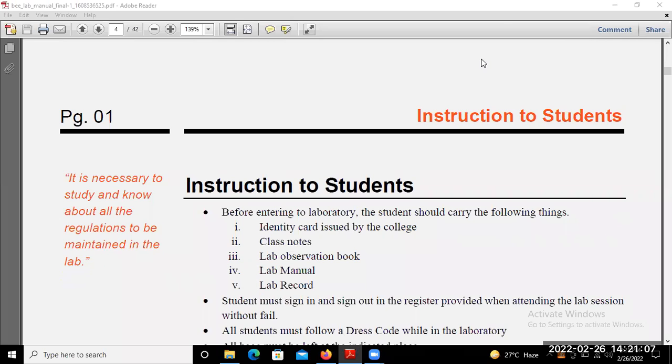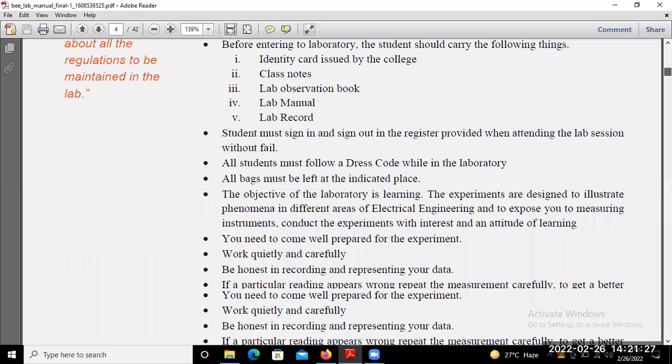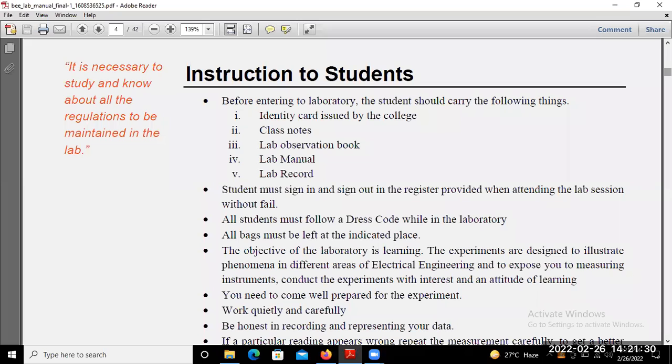There are still some in the waiting room. Okay, so it is necessary to study and know all the regulations to be maintained in any particular lab when you physically visit and perform experiments. Some may be general points and some specific to a particular lab. Next, the student must sign in and sign out in the register provided in the laboratory, and all students must follow a dress code if provided, and all bags must be left at the indicated place.